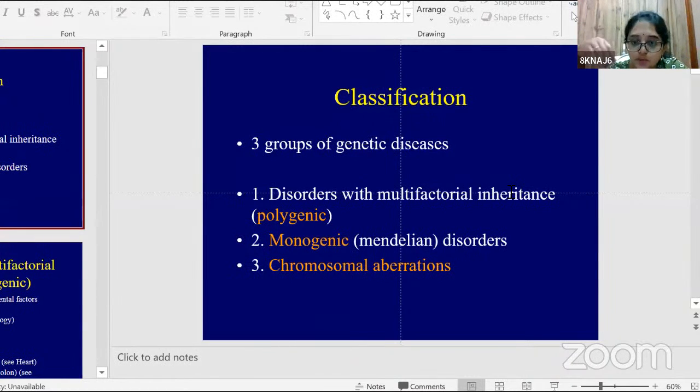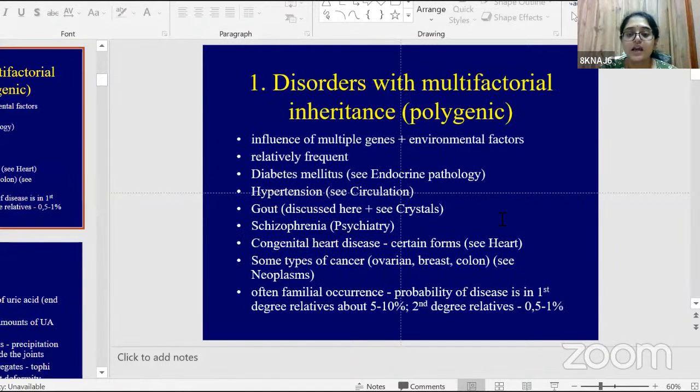Now, chromosomal aberrations or disorders show chromosomal inheritance. And then you have disorders with multifactorial inheritance, that is, multifactorial and polygenic inheritance. So we'll have a look at multifactorial polygenic inheritance right now. It is the most common type, and there are many factors influencing it. It is because of the combined effect of many genes. So the environment also plays an important role in this.